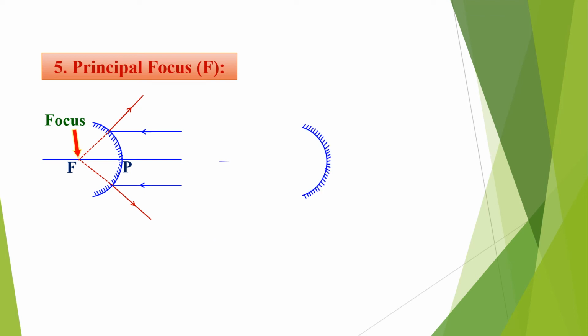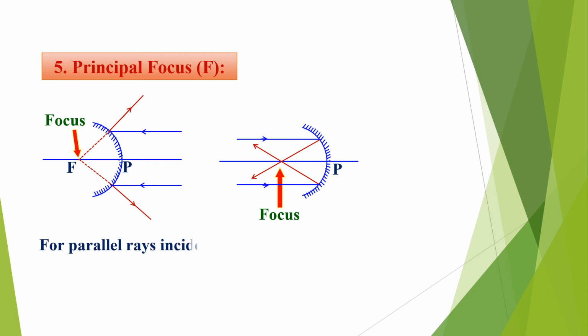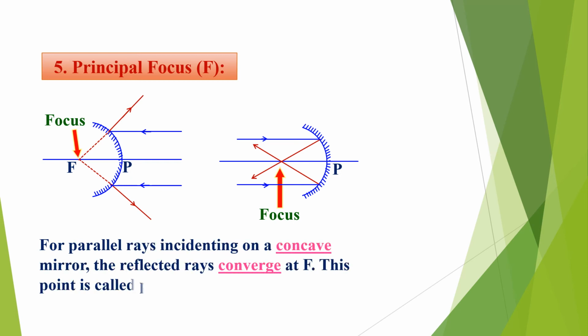This is a concave mirror, with its principal axis. The rays coming parallel to the principal axis reflect and pass through a single point along the principal axis, which is known as the focus. It can be defined as: for parallel rays incident on the concave mirror, the reflected rays converge at a point F. This point is called the principal focus. Here it is real. For a convex mirror, the focus is virtual. For the concave mirror, the focus is real.